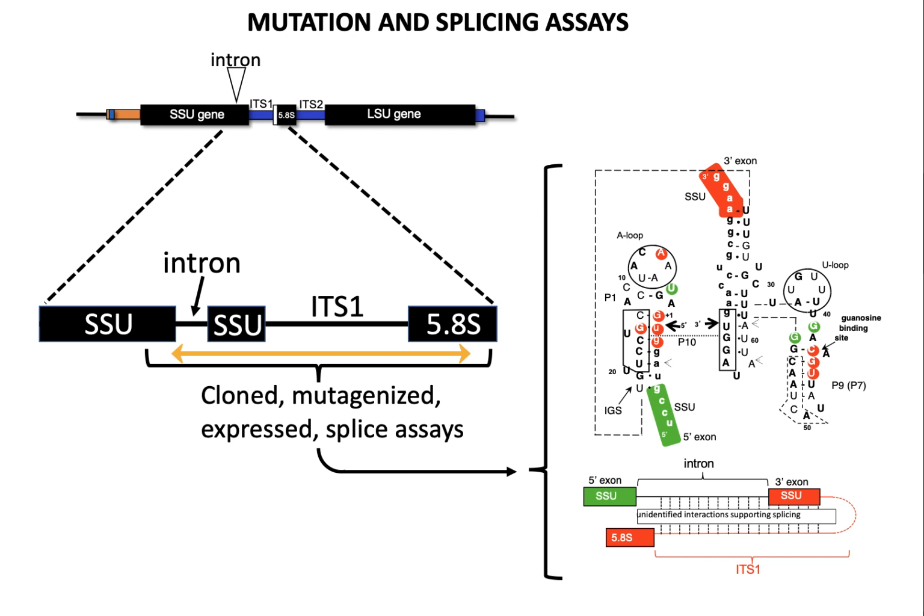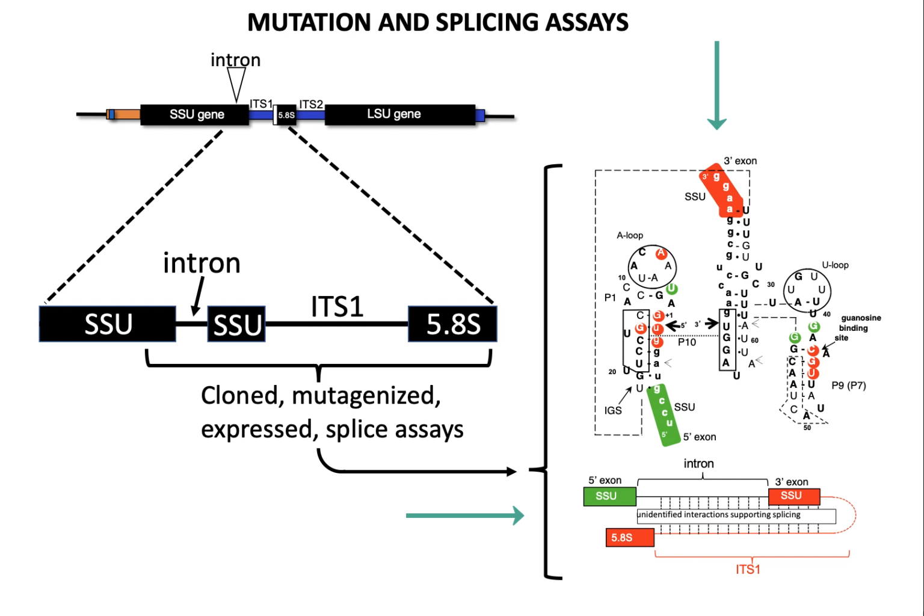But when we had the intron as well as the little end of the small subunit, SSU, and the internal transcribed spacer 1, ITS1, and a little bit of the 5.8S gene, it did splice in vitro. That piece of RNA did splice in vitro. We then tried to mutagenize different pieces of that cloned sequence, and we did that by just synthesizing DNA primers for polymerase chain reactions and then made new clones with the mutation.